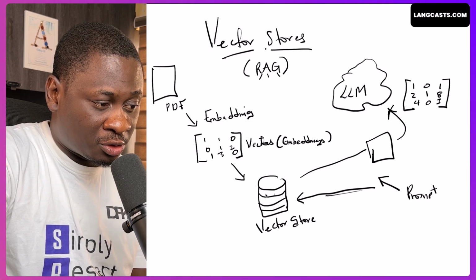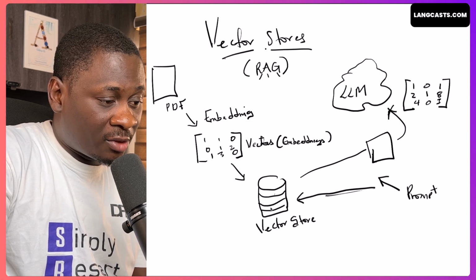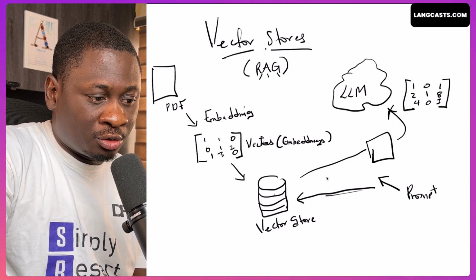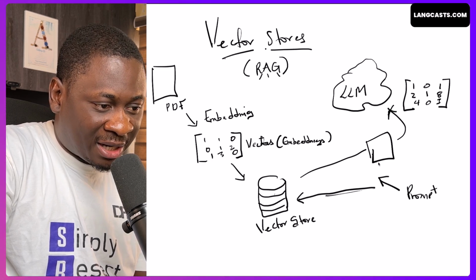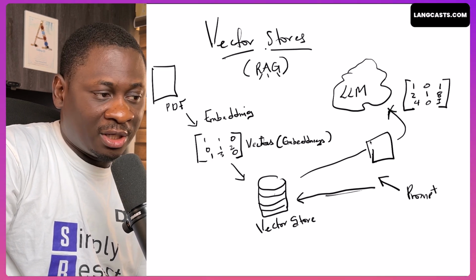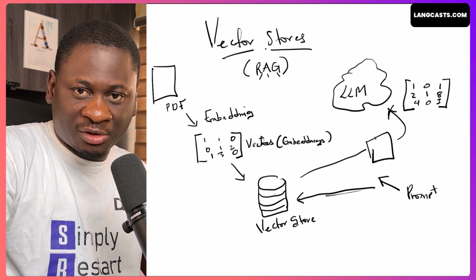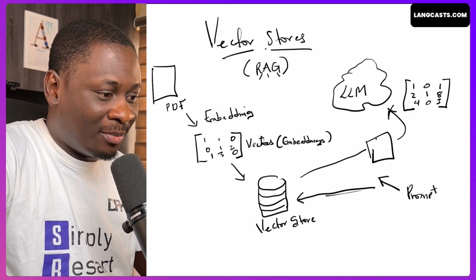You need a vector store to store those embeddings so that you can retrieve them, package them with your prompt to then be sent to the LLM. So that's what vector stores are all about. Yeah, that's everything about vector stores.